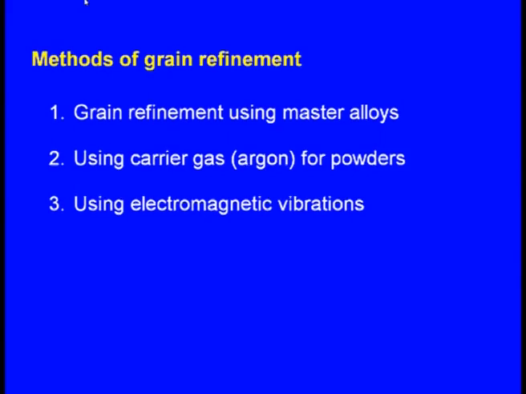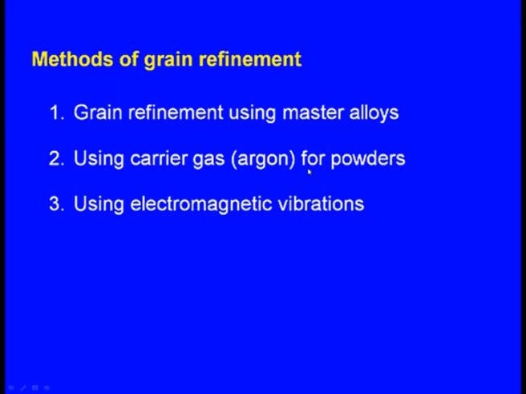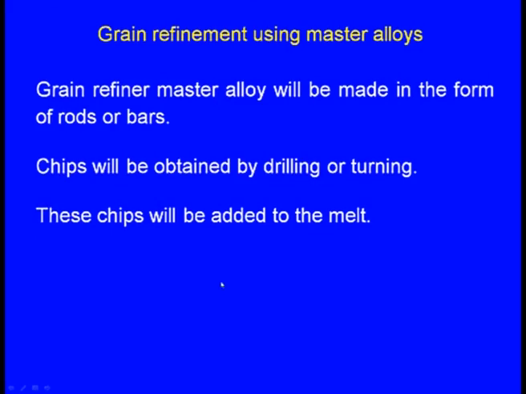Methods of grain refinement. How are these grain refiners added to the molten metal? One is grain refinement using master alloys. Next one, grain refinement using carrier gas for powders. Next one, using electromagnetic vibrations. In the case of grain refinement using master alloys, the grain refiner master alloy will be made in the form of rods or bars, right. So, these are made as circular rods. These can be turned on a lathe machine and chips can be produced, or they can be drilled and the chips can be removed. These chips will be added to the melt after it is tapped into a ladle.